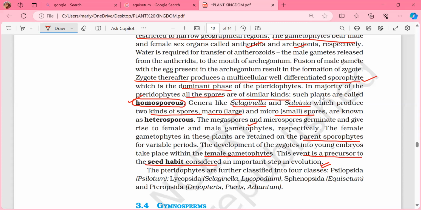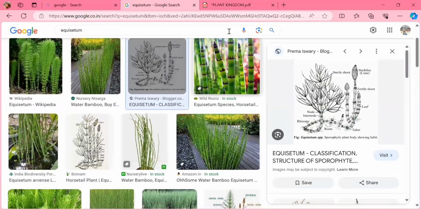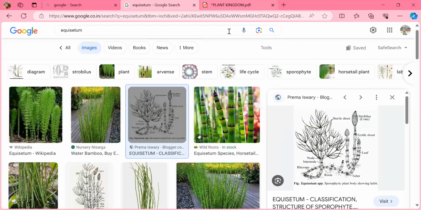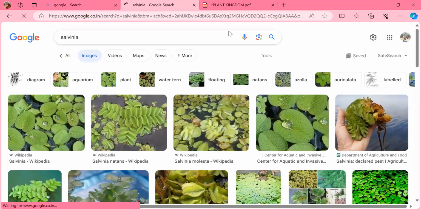Now we have Salvinia to see. Okay, let us look at Salvinia. Do you have any doubts up till now? No. See, Salvinia. Okay, this is Salvinia.